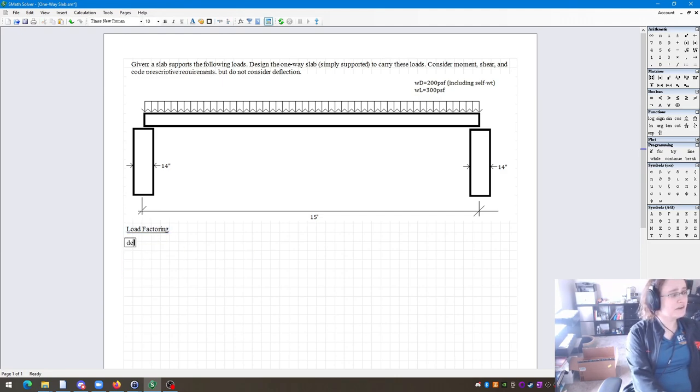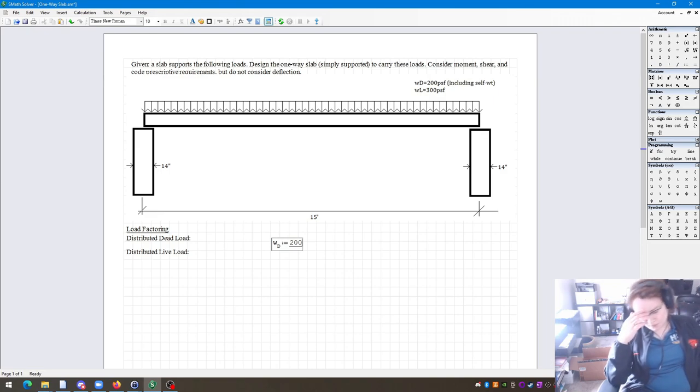So we'll have our dead load, or distributed dead load, I suppose. And then we'll have distributed live load. So I'm going to call this WD, and that will be 200. Now, the actual load is an area load. If you look at these values, these are pounds per square foot, which means these are area loads. These are loads per unit area.